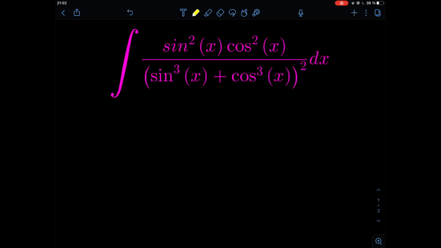Once again with an integral, a crazy looking integral full of trigonometric functions, full of sines and cosines. So how are we going to do it? We are going to start with reforming the integrand a little bit first.